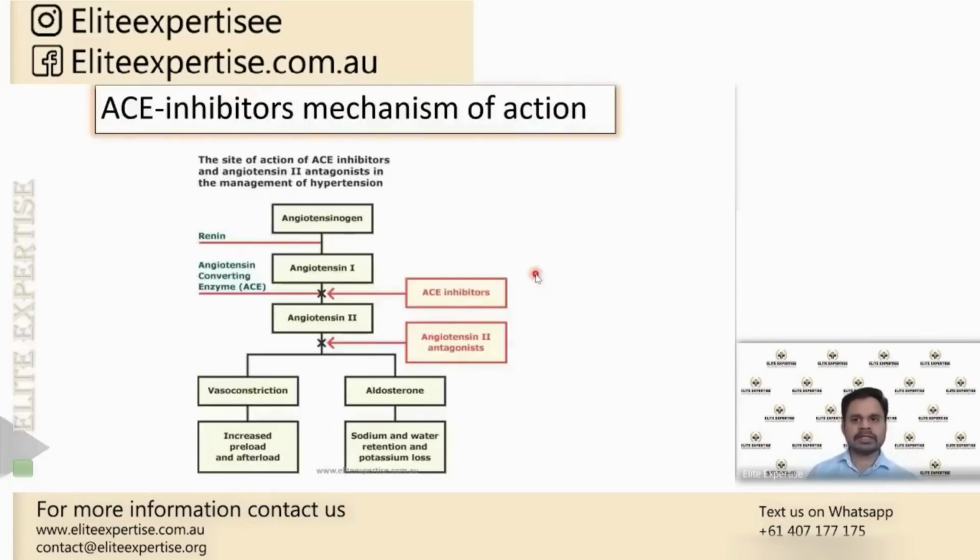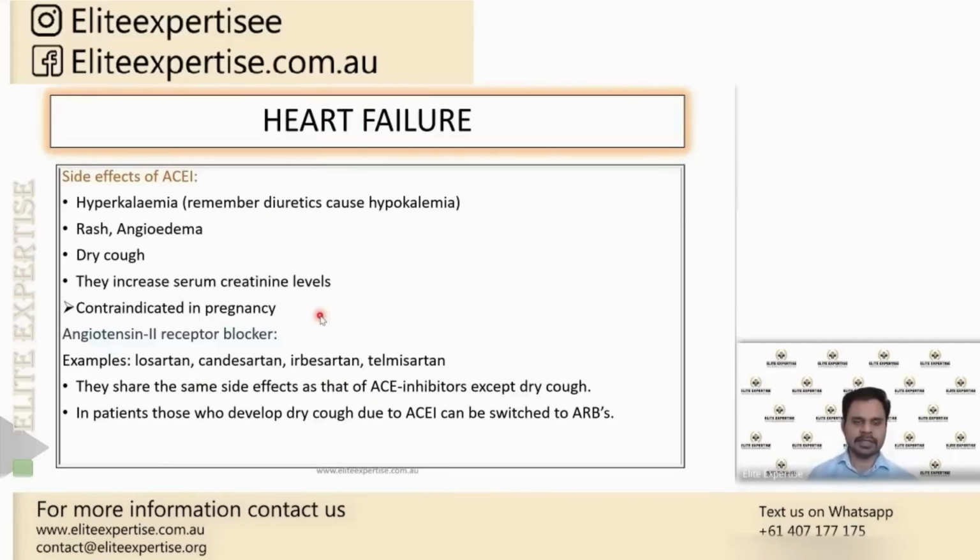Now, this is the mechanism of action of ACE inhibitors. As we all know about this mechanism, we have studied it many times. ACE inhibitors mainly prevent the conversion of angiotensin 1 to angiotensin 2. So that's the mechanism of action of ACE inhibitors. Now, regarding the side effects of ACE inhibitors. The first side effect is hyperkalemia.